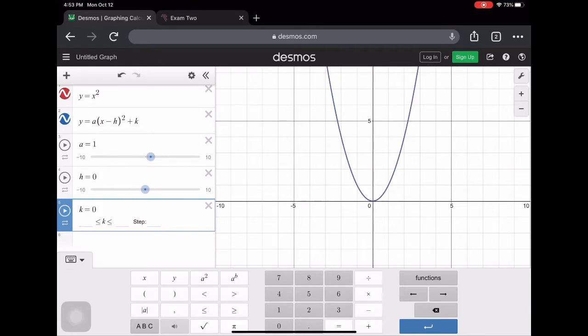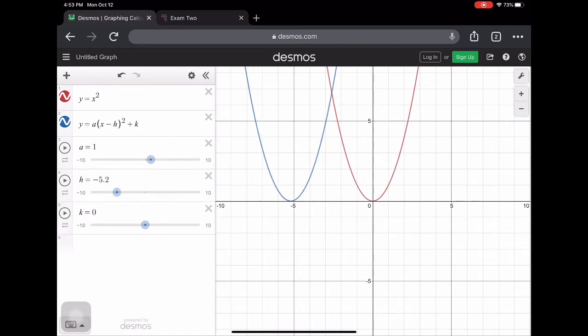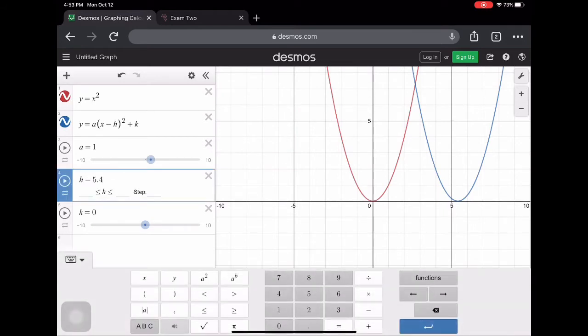The h value is inside the equation, and I move it to the right. Making my h positive goes to the right, making my h negative goes to the left. But notice in your equation that it's minus h. So when you have minus a number inside, the h value is actually positive. So I often say that h is a liar.